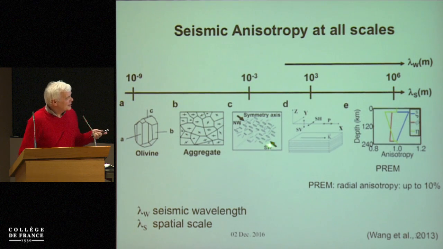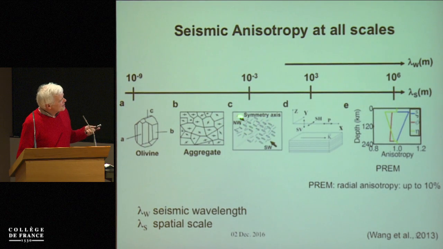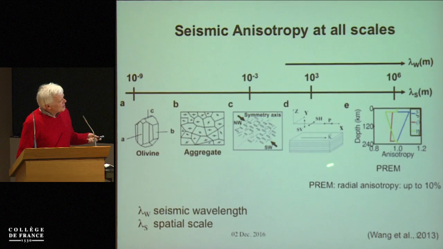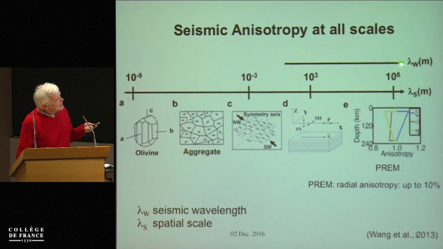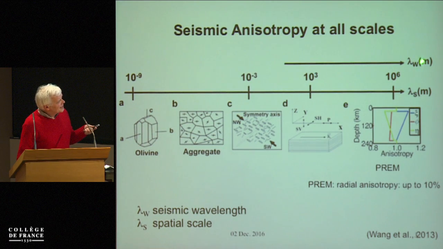It is, for example, here the distribution of cracks or fluid inclusions, and if you have some compressive stress, you will break the symmetry and you will give rise to seismic anisotropy. If you have a layering, fine layering, of course, we will also have the equivalent medium, which is seen by seismic waves. Here, lambda W is the seismic wavelength.